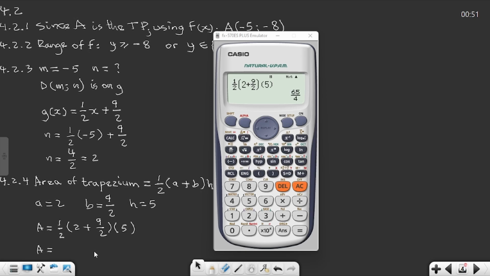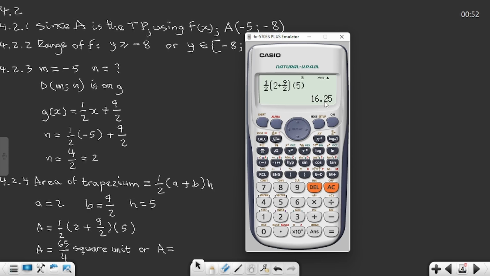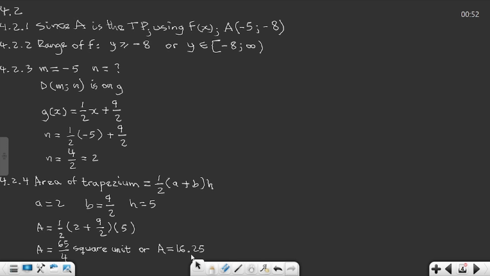Okay. So 65 over 4, we say square unit. Or you can say the area is equal to, when you want to write it as a decimal, 16.25. Okay. So the answer is 16.25 square unit. Let's move on to the next question.